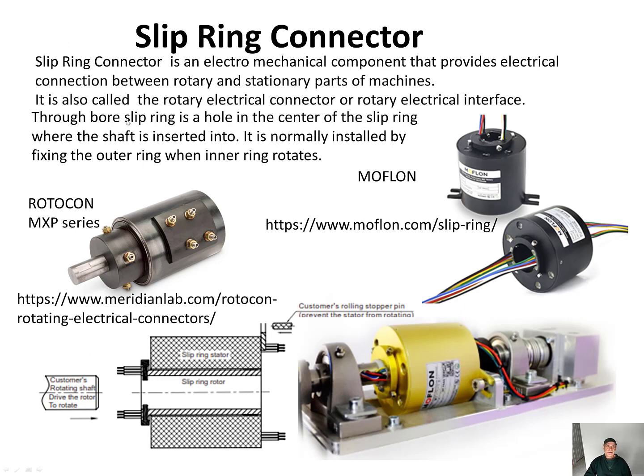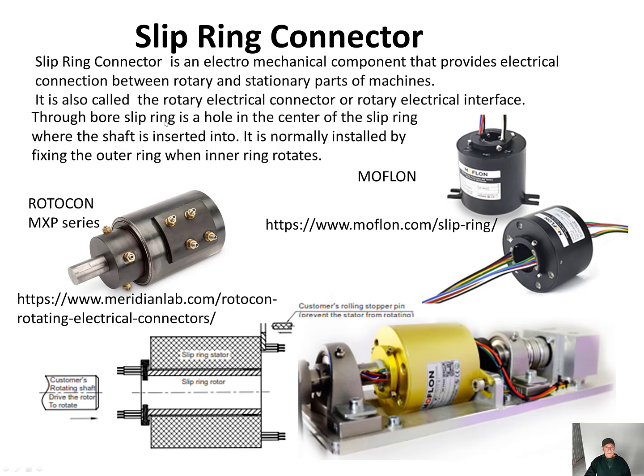Slip ring connector. A slip ring connector is an electromechanical component that provides the electrical connection between the rotary and stationary parts of the machine. It's also called the rotary electrical connector or rotary electrical interface.